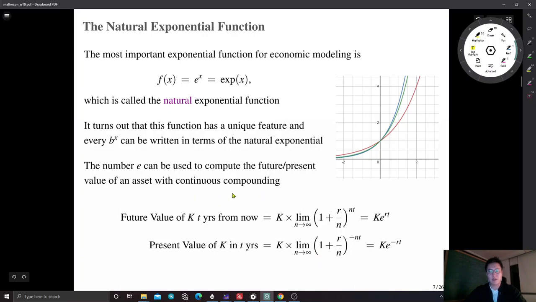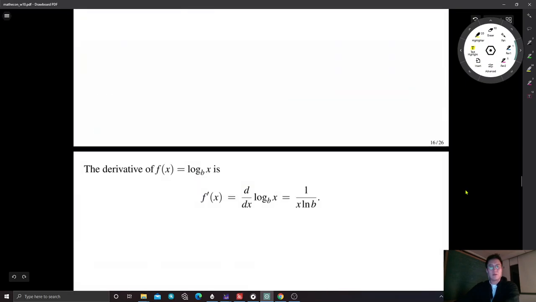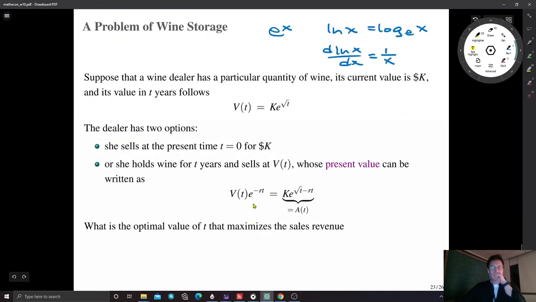So in case of continuous compounding, we have to take the limit as n goes to infinity. So this converges to e to the power negative RT. That can be regarded as the present value operator, the present value converter in case of continuous compounding. So I'm going to use that fact to calculate the present value of V of t. Okay?